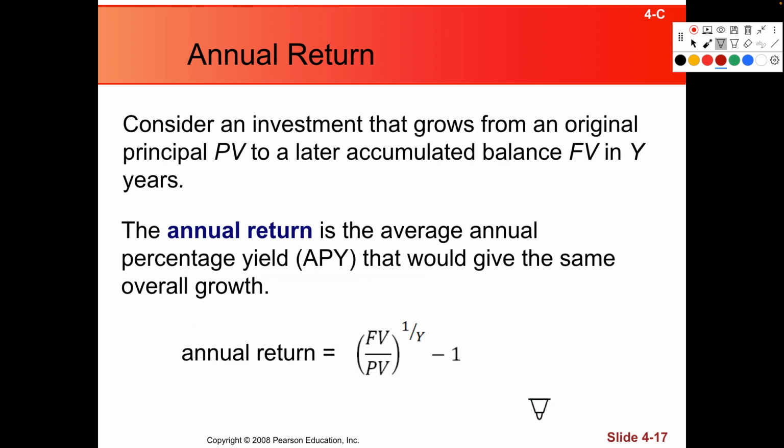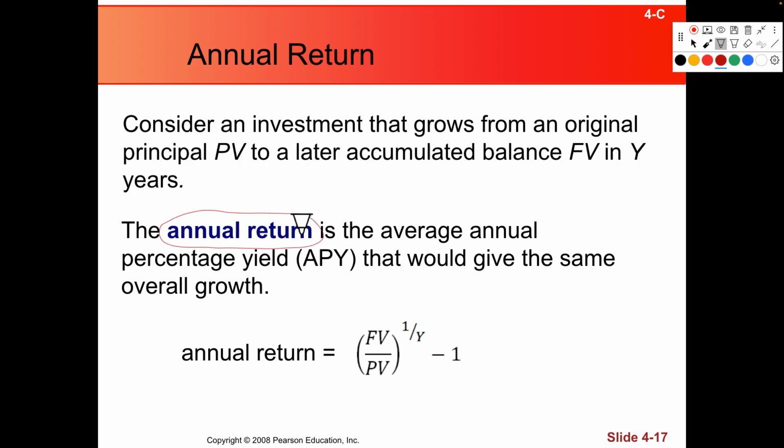Annual return takes into account time because we went from 2004 to 2013. That's 9 years. So 57.8% sounds like a pretty good return, which it is. But is it a good return if it took 8 years or 9 years? The longer it takes to get that, the not as good it is. So we also want to be able to find an annual return.